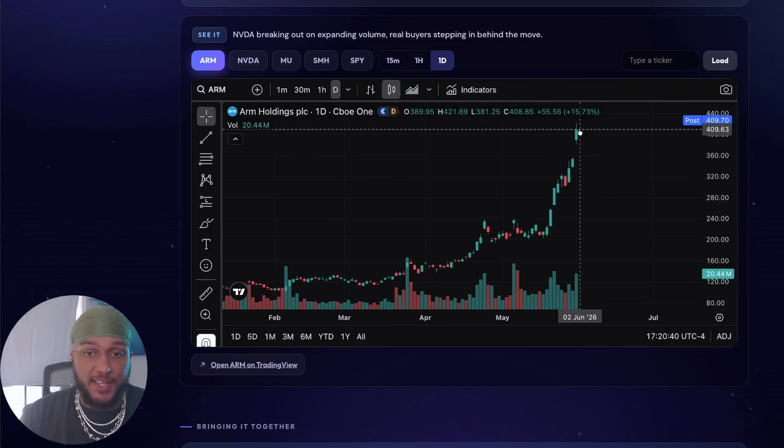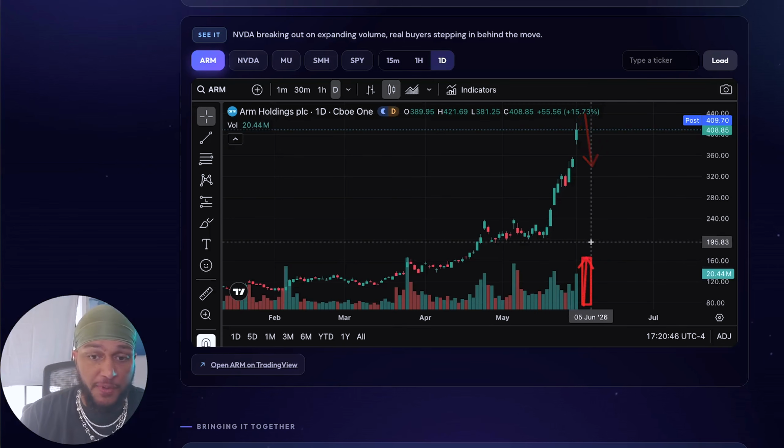If ARM does something like this, where we have another big gap up candle and it comes shooting back down with high volume, like something like this, where there's higher volume up here, that could be the sign that the blow off top is forming and you've climaxed on ARM stock. You're going to start seeing a massive pullback across ARM stock.